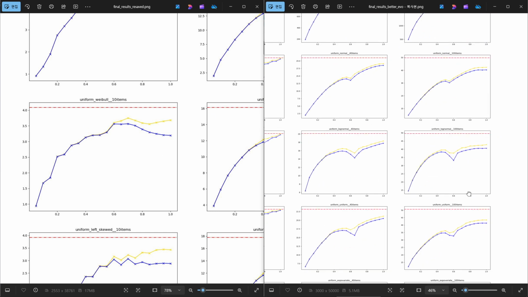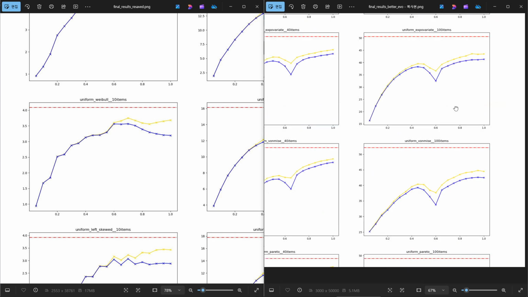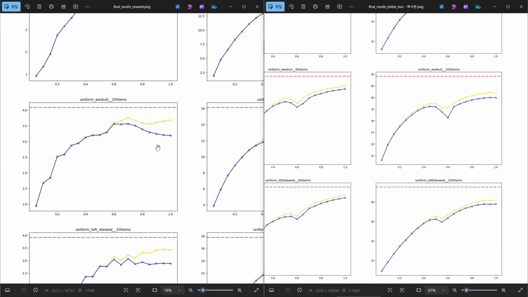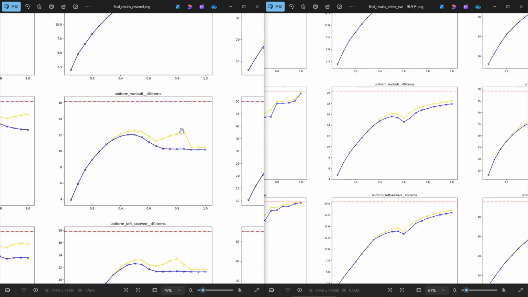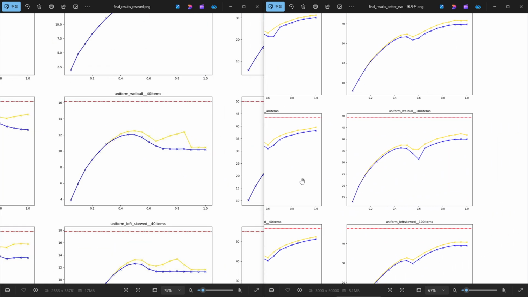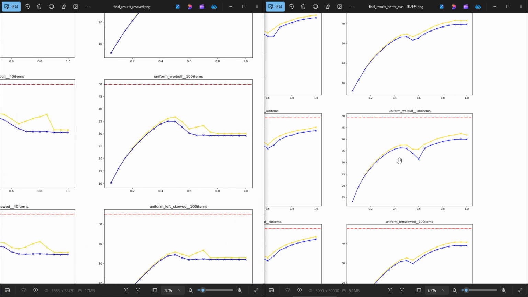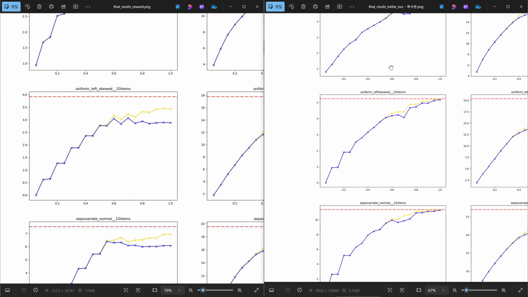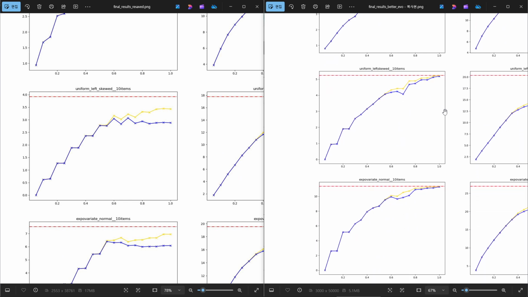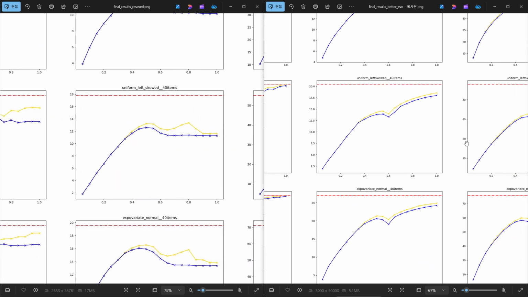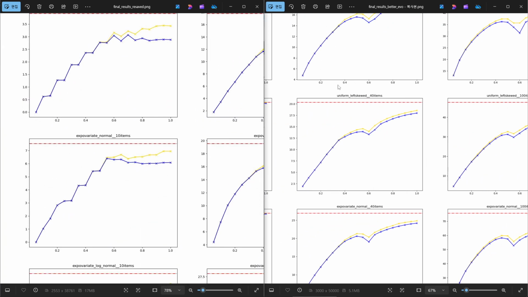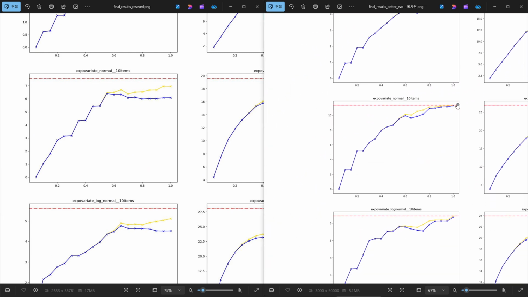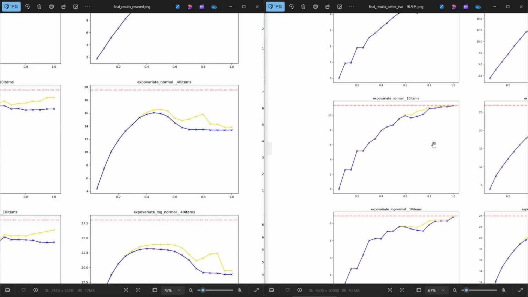Normal, uniform label. Where is it? There we go. 40 items, uniform label, 40 items, uniform label, 100 items. See, it's always at 60. Uniform left skewed. Yep. It's always at 60 somehow. I don't know why. Maybe I did something wrong. That would be dreadful.